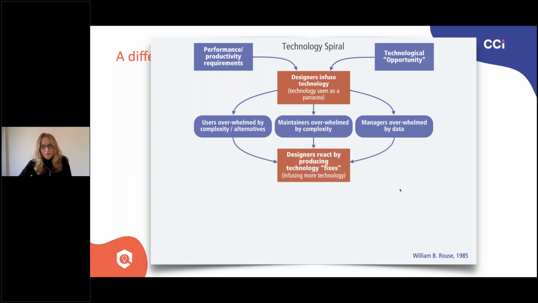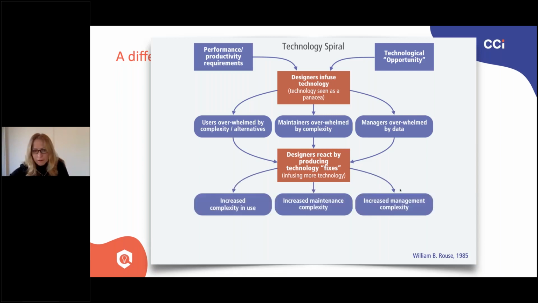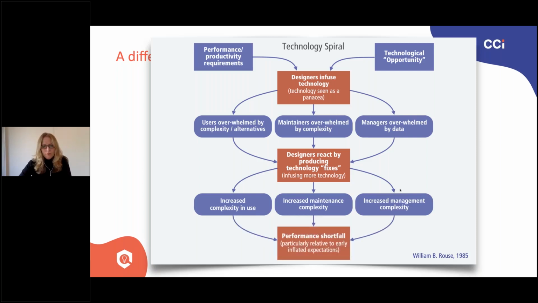And these issues are then thought to be solved by the designers reacting and introducing technology fixes, effectively infusing more technology into the system. And then that results in increased complexity for users, increased maintenance complexity, and increased management complexity. And overall, you end up with a performance shortfall, specifically relating to the early inflated expectations of what would be achieved. By this stage, of course, what generally happens is that a new technological opportunity has come along, and the cycle begins again. Hence, it's a spiral.